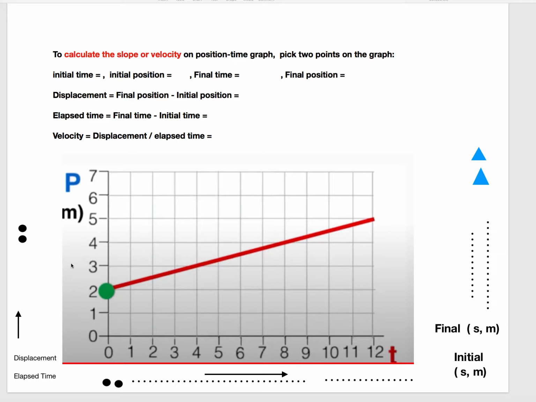Now, what are usually the perfect 2 points that we can pick on the graph? You pick the points that are easy to find the x and y components for. So the position is on the y-axis and the time is on the x-axis. So I look at the graph here and I pick up 2 points where I can easily extrapolate from them to the y and x-axis and find the x component for it, or the time, and then the y component for it, or the position.